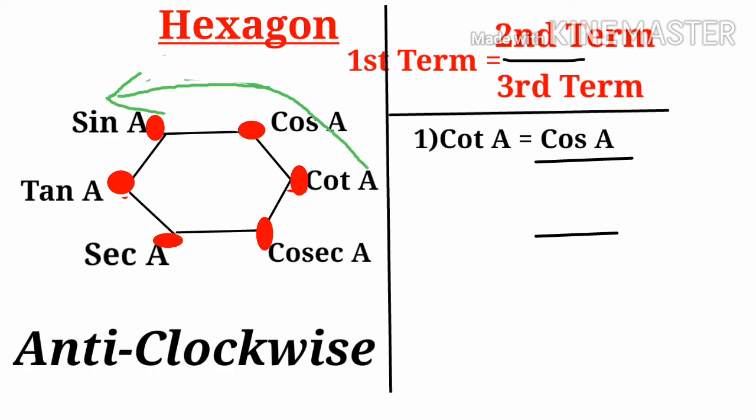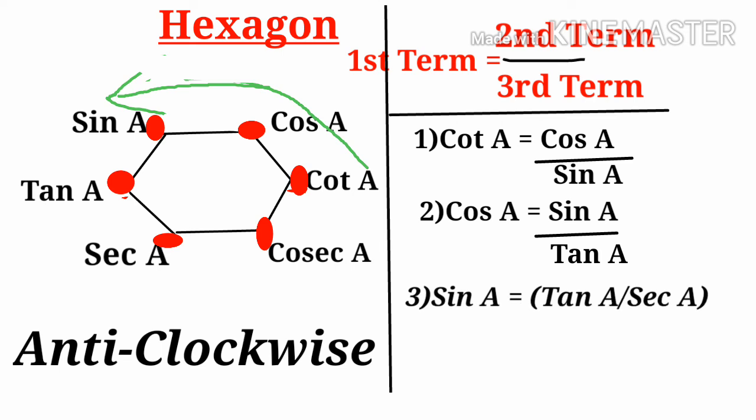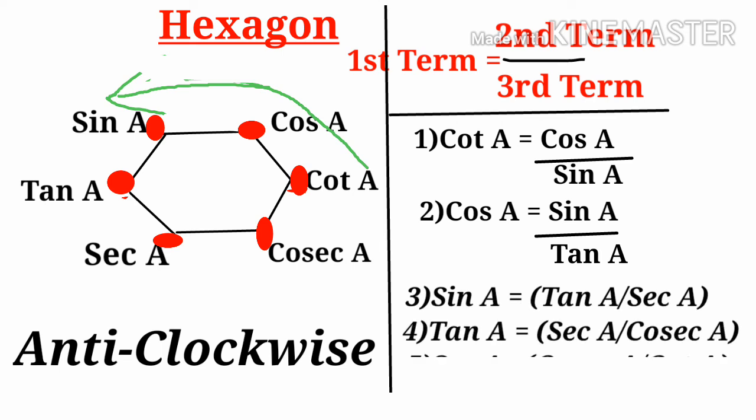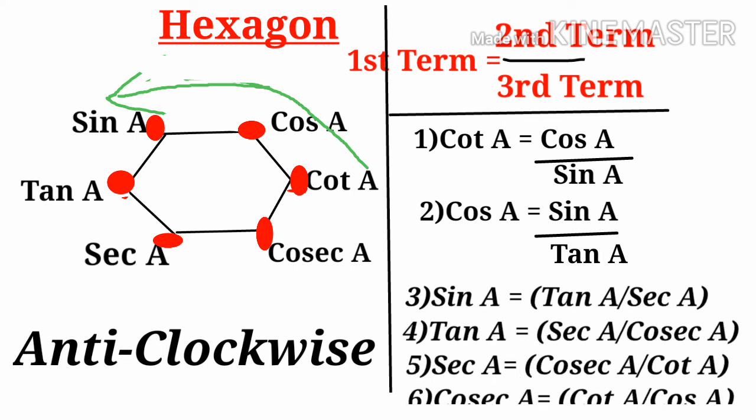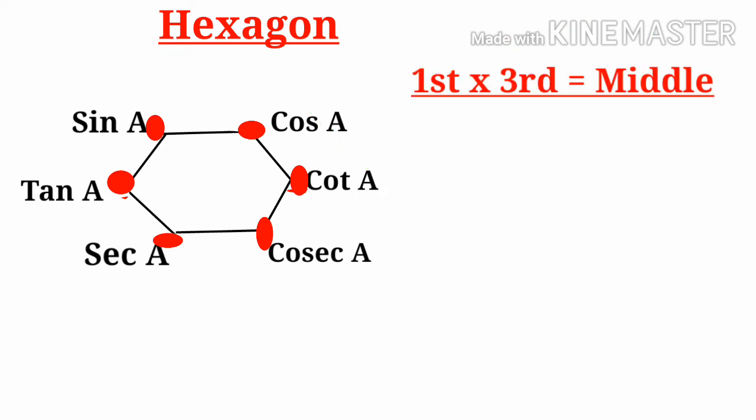In the same way, if we go in the anti-clockwise direction from cot A to sin A, here the rule is: first term is equal to second term by third term, that is cot A is equal to cos A by sin A. It is true. Cos A is equal to sin A by tan A, it is also true. Sin A is equal to tan A by secant A. And remaining identities are as follows.